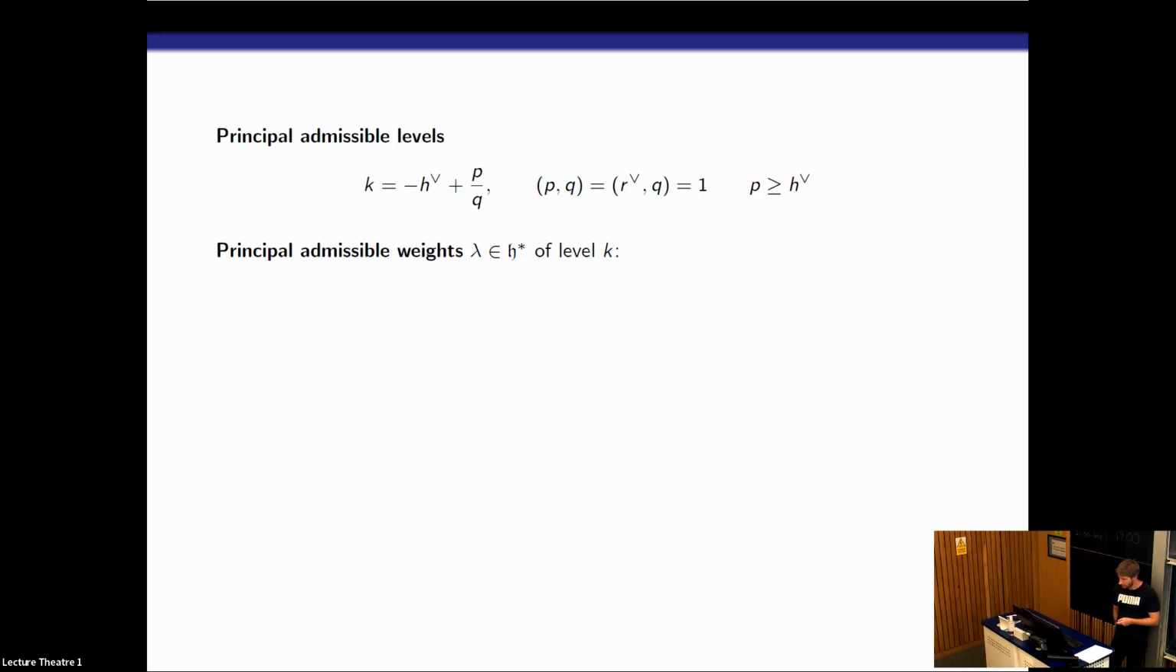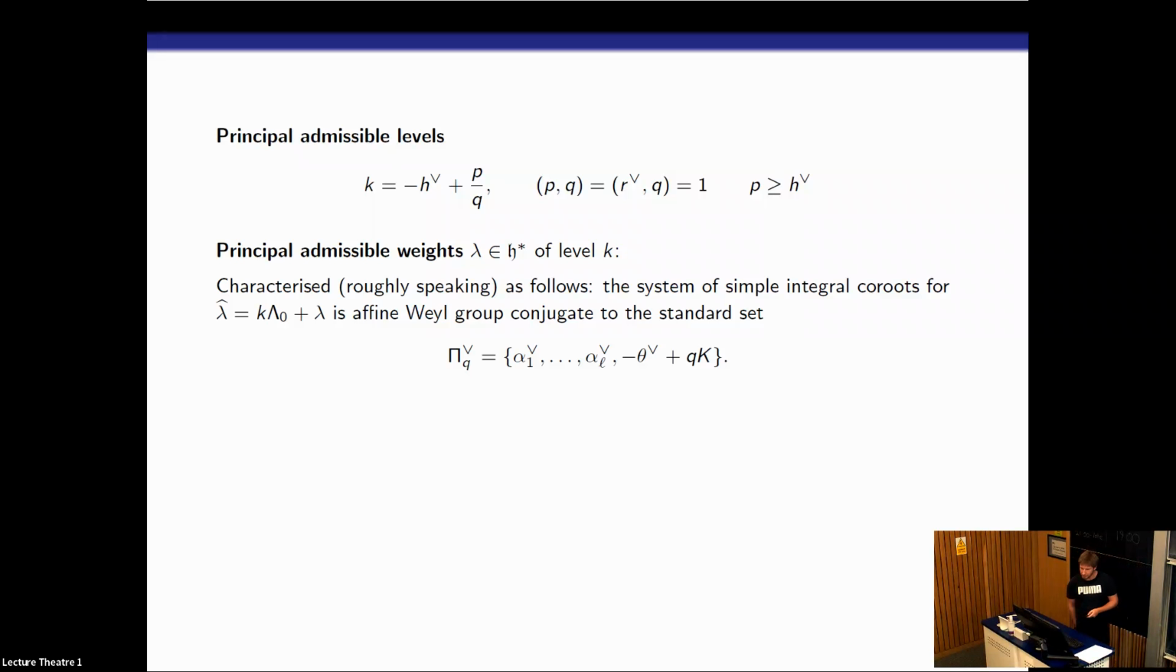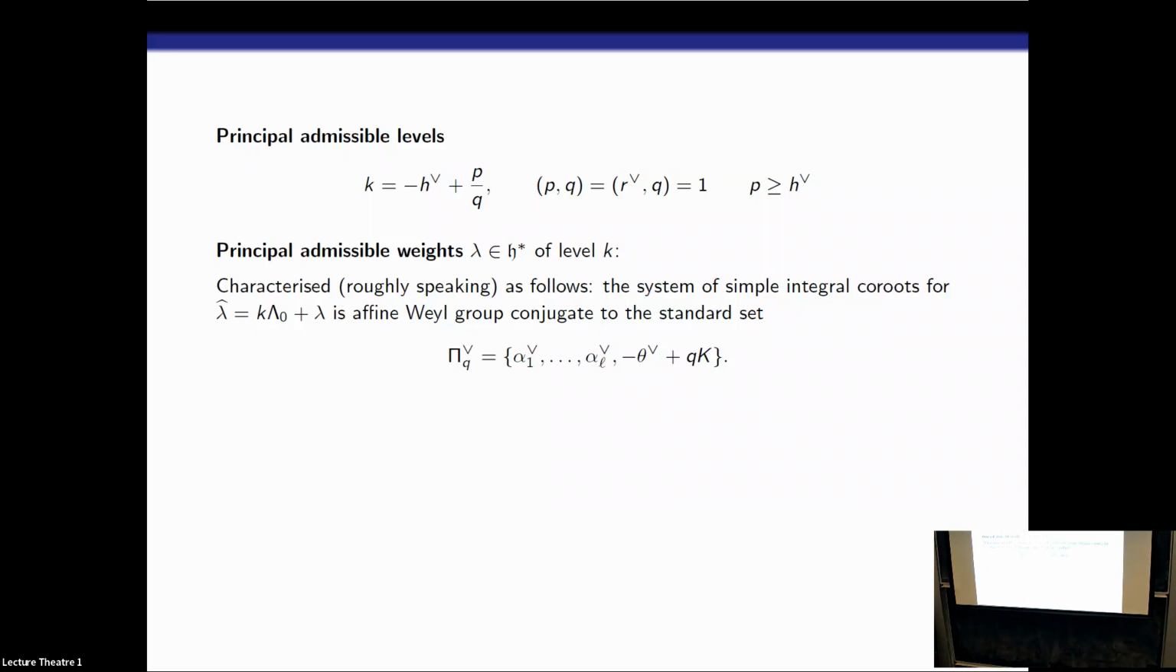There's also a set of so-called principal admissible weights of a principal admissible level, which I don't want to define in detail, but roughly speaking, these are characterized as follows. For each weight, you can look at the associated integral coroot system. Right, so that's the set of coroots that pair integrally with the weight. Right, so some sub-coroot system of the affine root system.